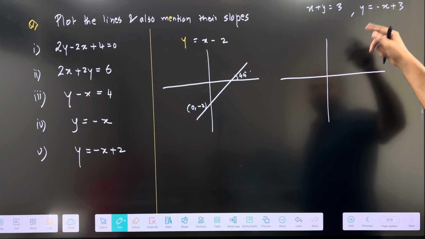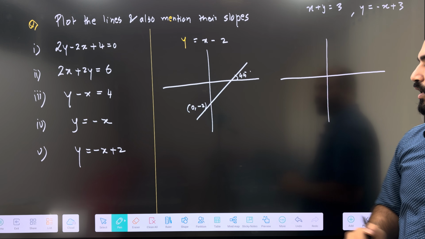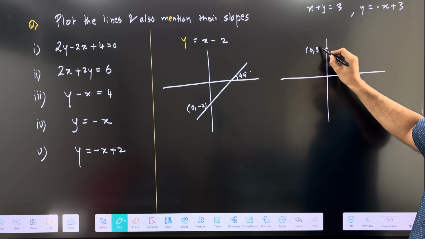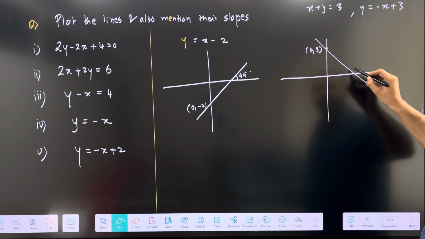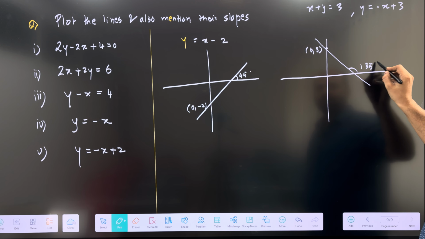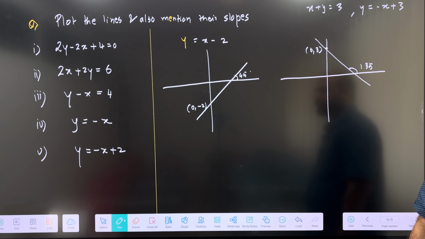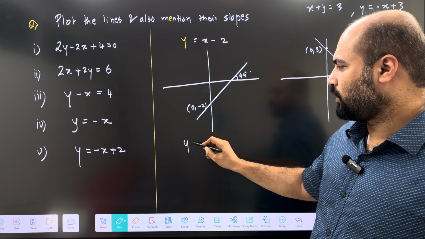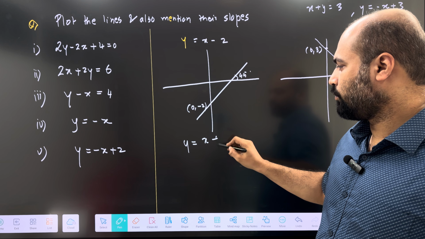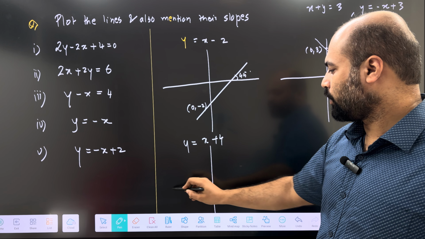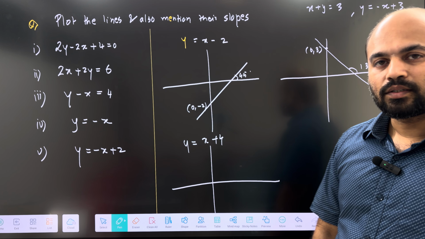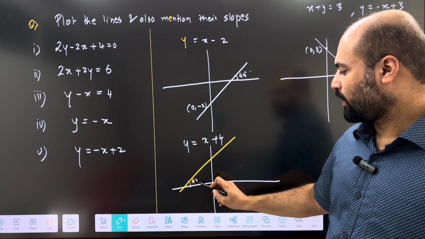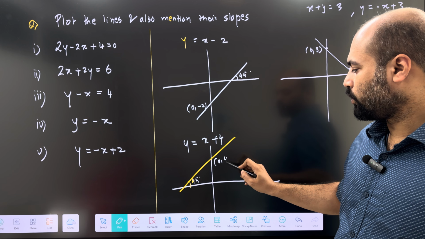But what is the intercept? The intercept is positive 3. That means it is passing through this particular point 0, 3, and it is making an angle of 135 degrees. Let's go for the next one. It says that the line is y is equal to x plus 4. Now this is pretty simple. The slope here is 1 and the line is this. So this angle is 45 degrees. This point is 0, 4.